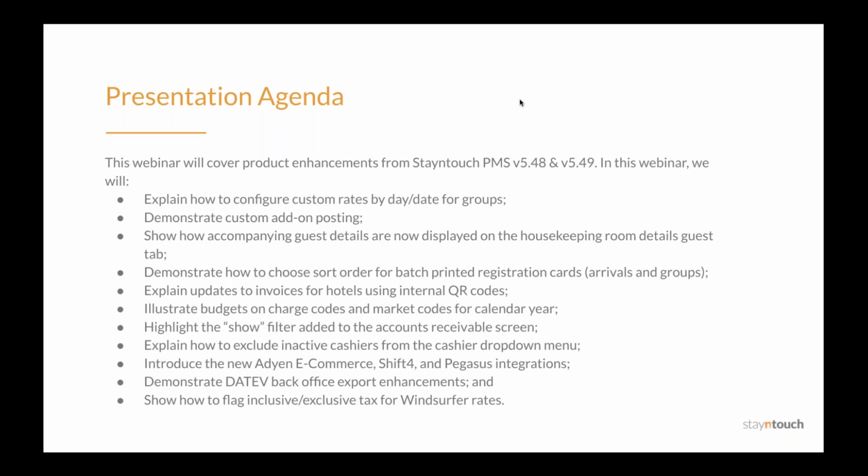the accounts receivable screen, explain how to exclude inactive users from the cashier drop-down menu, introduce the new Adyen e-commerce, Shift4, and Pegasus integrations, demonstrate data back office export enhancements, and show how to flag inclusive and exclusive tax for windsurfer rates. We will have a short Q&A session at the end of the presentation.